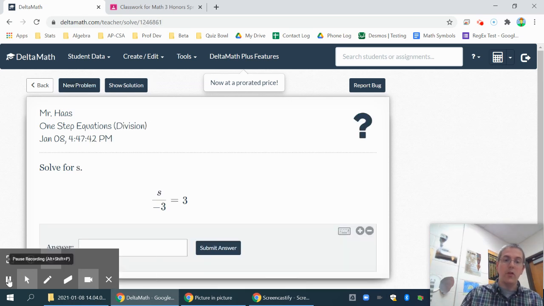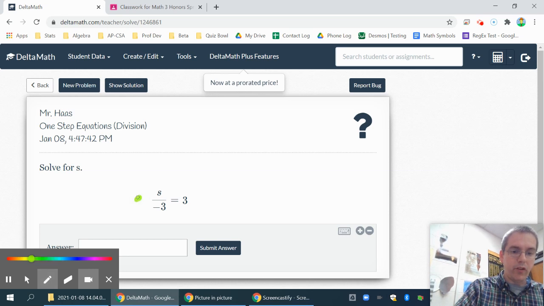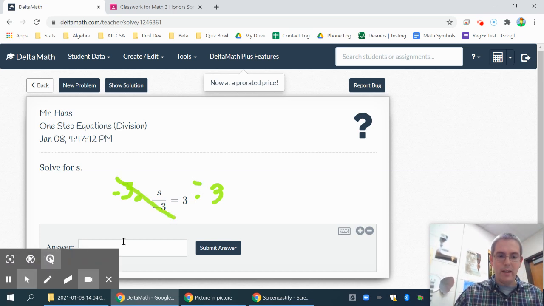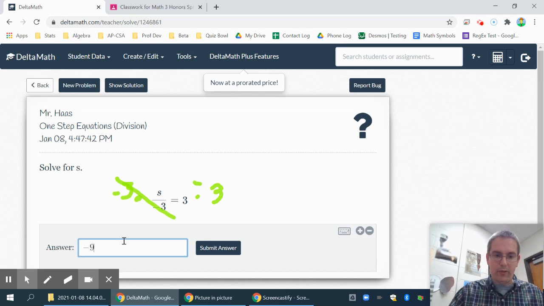This particular problem, you notice the s is being divided by -3. So remember, to get rid of a fraction, a division, you can multiply. So multiply both sides by -3. On this side, my -3's cancel. So s should be -9. And that should give you the correct answer.